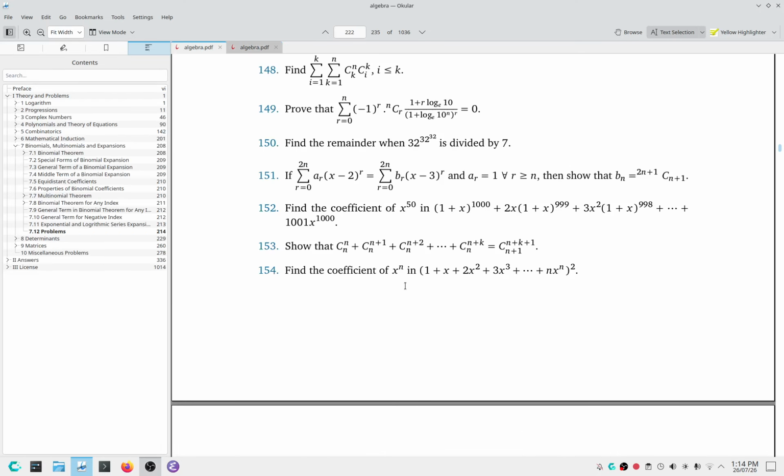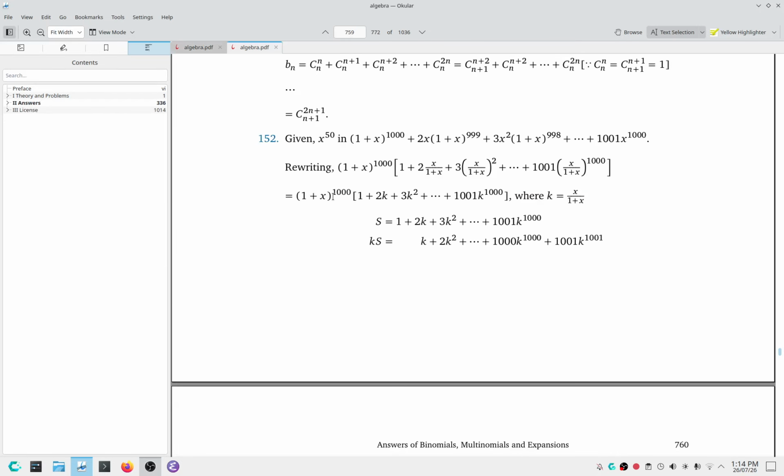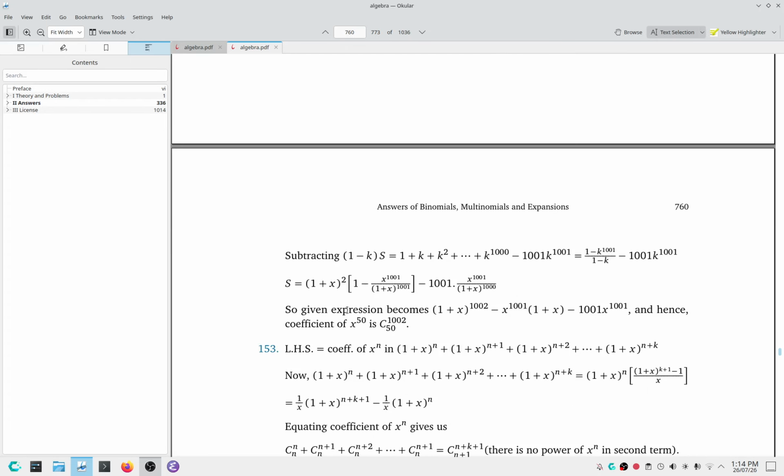So now we will multiply the whole thing with (1 + x)^1000. The given expression becomes (1 + x)^1002 − x^1001(1 + x) − 1001x^1001, and hence the coefficient of x^50 is 1002C50 from the first term. From the second and third terms, there will be no power of x^50.